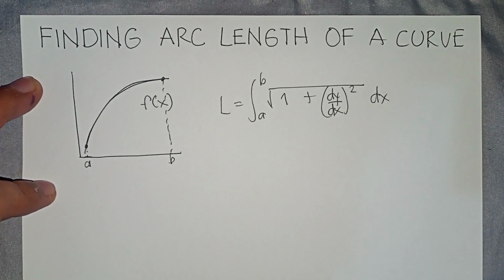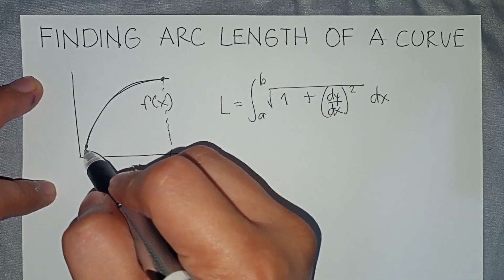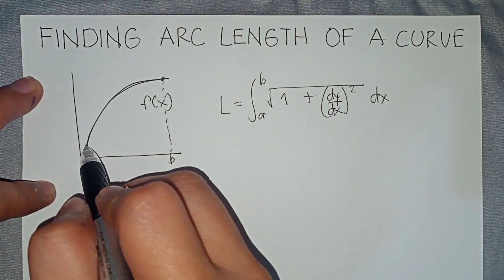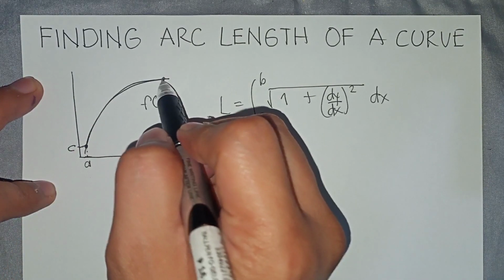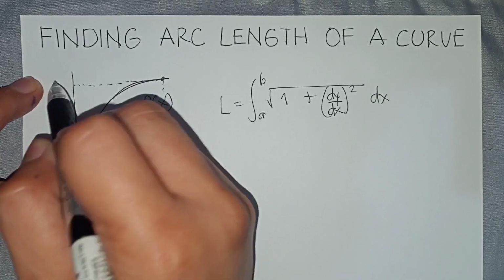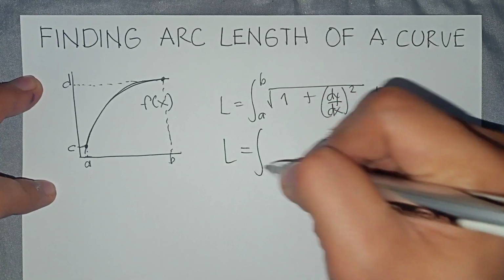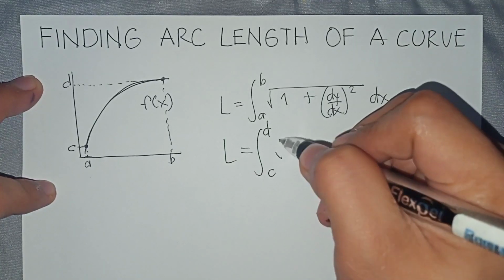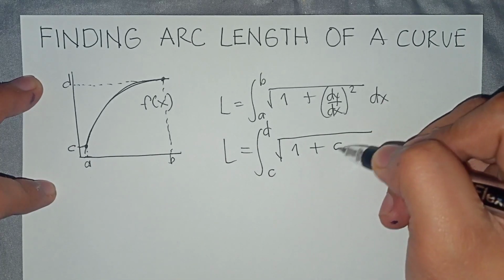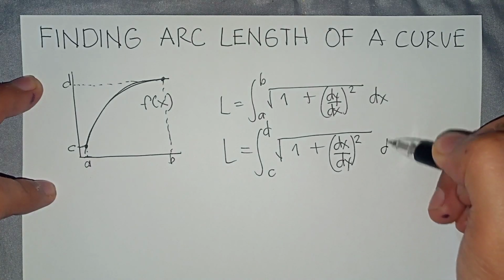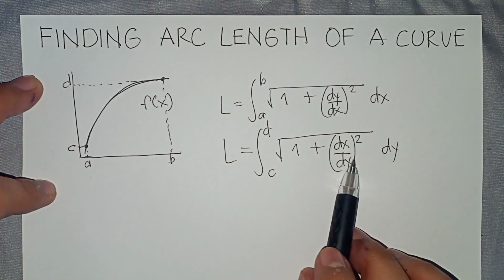So, dy yung gagamitin natin. So, let's say, ito pa rin yung curve na ginagamit natin. Ang magiging limit ng integration natin from c to d. Okay? So, nasa y-axis. Ibig sabihin, mag-approximate tayo sa y-axis. So, ang gagamitin natin ay dy. So, arc length is equal to integration from c to d square root of 1 plus dx over dy squared times dy. Okay, so bakit dx over dy?